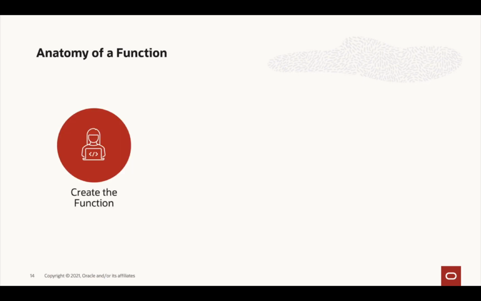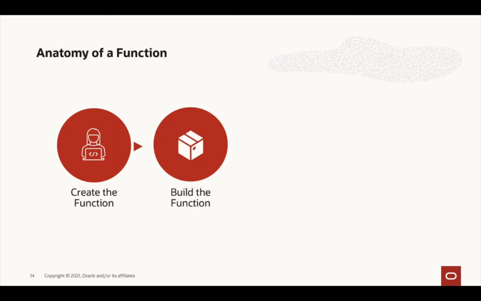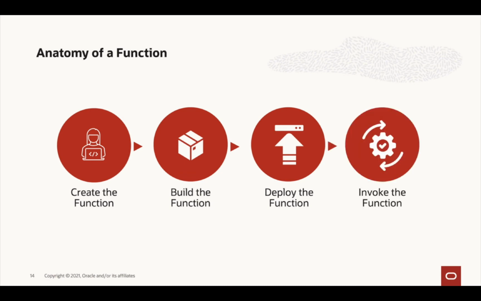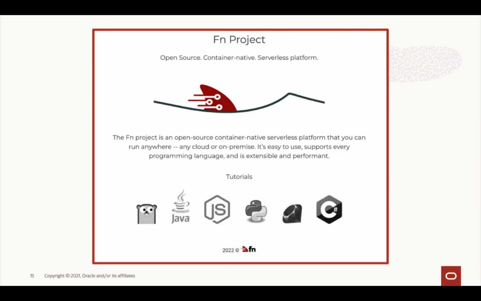As Brian described a moment ago, there are a few basic steps for creating a function. First, we create a function template and edit the code. Then we build the function. Next, we deploy the function, and then finally we invoke the function. And this is the process we'll use today for our demonstration. In fact, for our demonstration, we'll be using technology provided by the FN project, which is an open source container native serverless platform.